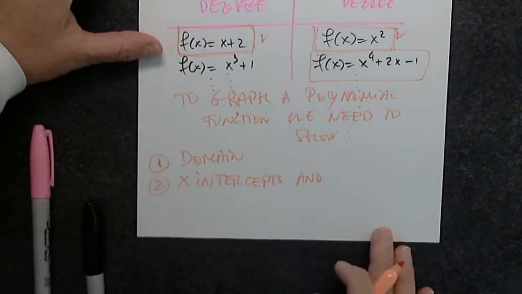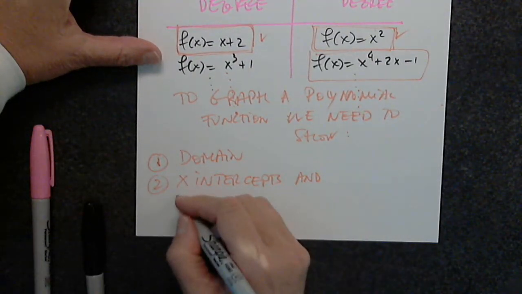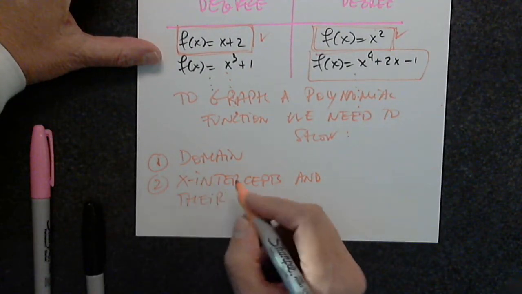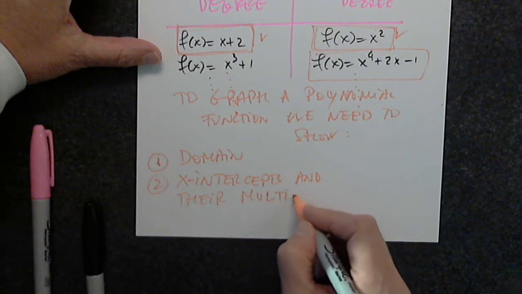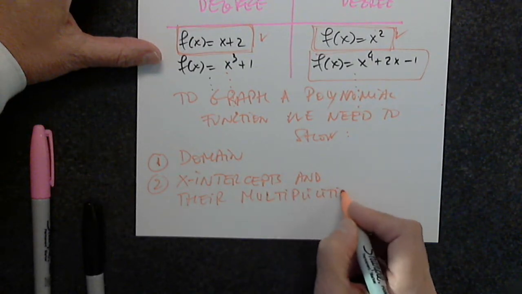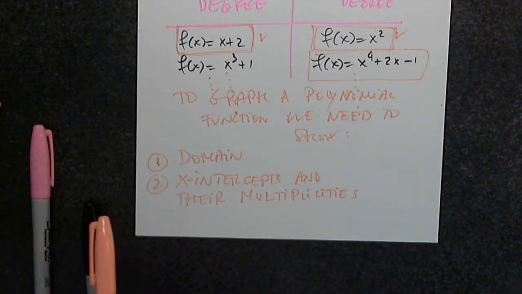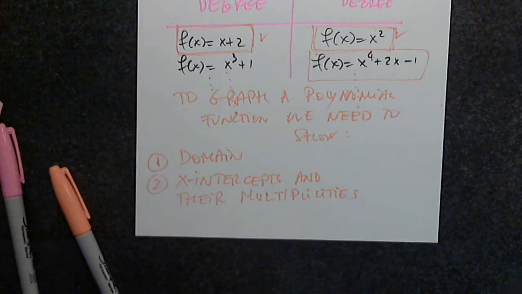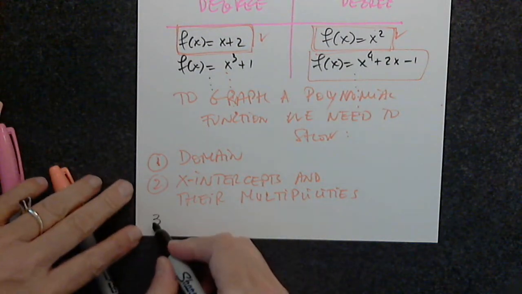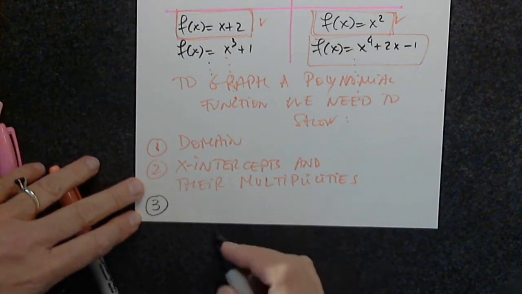And this has never happened before. Their multiplicities. So X-intercepts and their multiplicities. We have no knowledge of that just yet. Good. Number 3. Y-intercept.